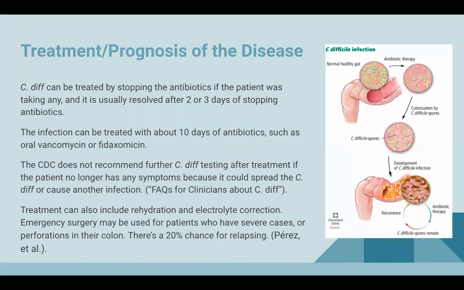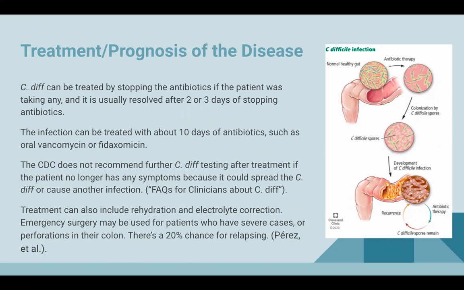So treatment, prognosis of the disease. It can be treated by stopping the antibiotics the patient was taking, and it's resolved 2 to 3 days after stopping antibiotics. And the infection can be treated with a different round of antibiotics, such as oral vancomycin or fidaxomicin. And then the CDC does not recommend further testing after the symptoms have gone away because it could cause the patient to get a new infection, or it could spread it.